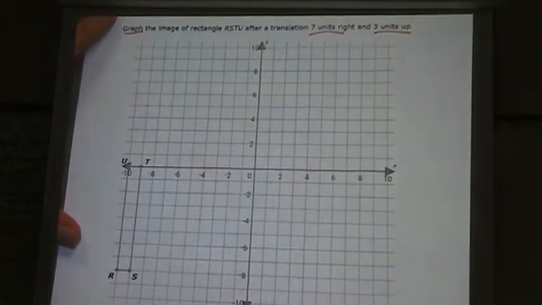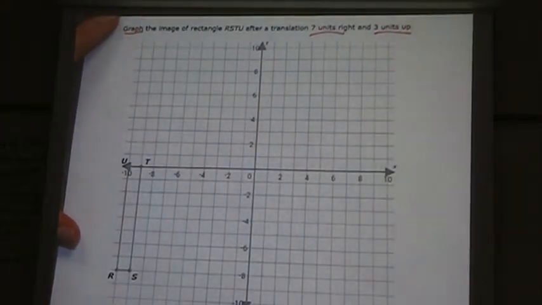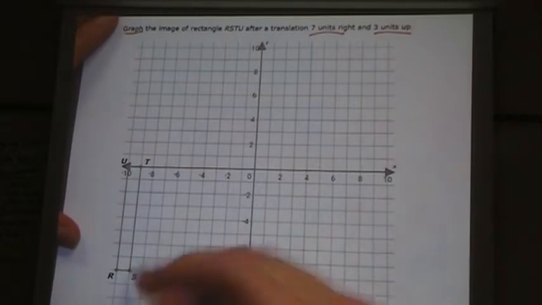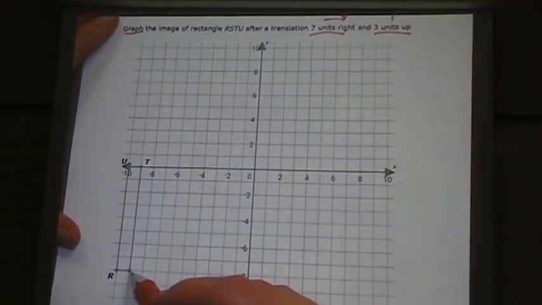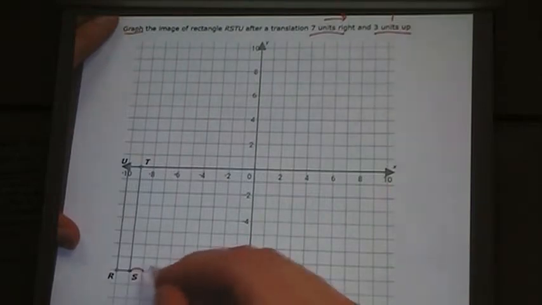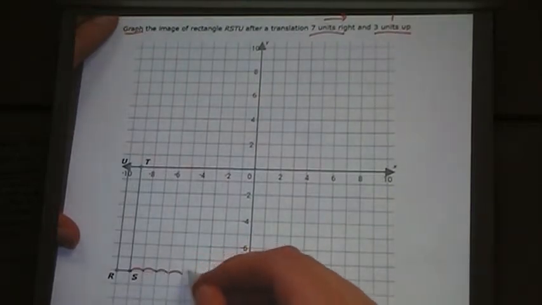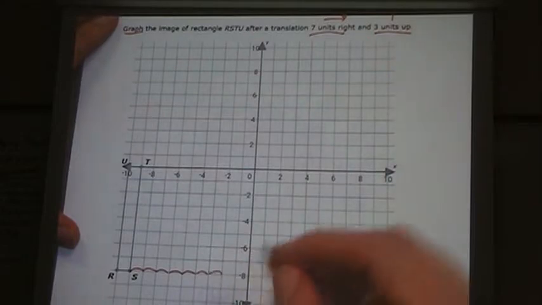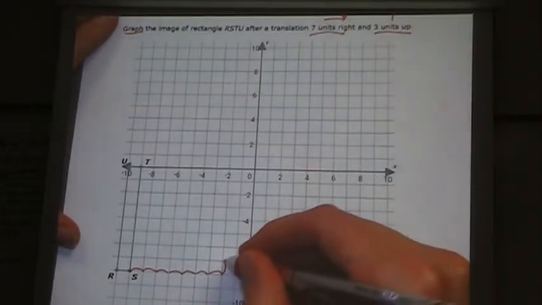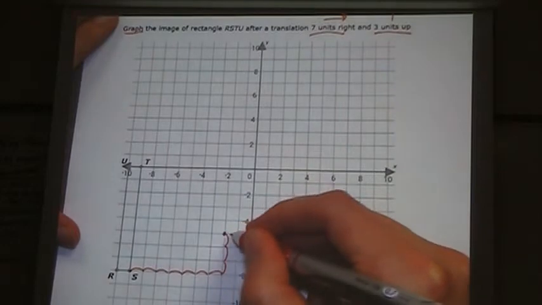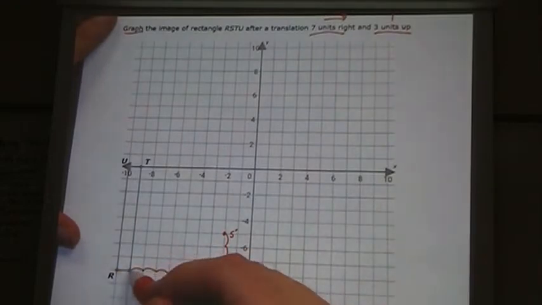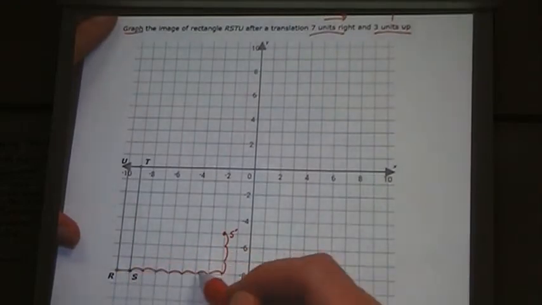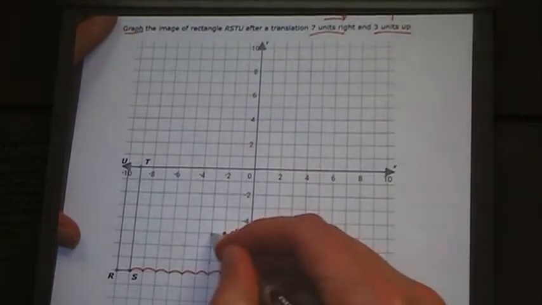All we're going to do is follow those instructions with each point. So from each point, we're going to go 7 right and 3 up. So from S, I'm going to go 1, 2, 3, 4, 5, 6, 7. 1, 2, 3. Bop. There's my new S. Technically, I can put an S tick on it. And we're going to do that same thing with every single point. So with R, 1, 2, 3, 4, 5, 6, 7, 1, 2, 3, 4.